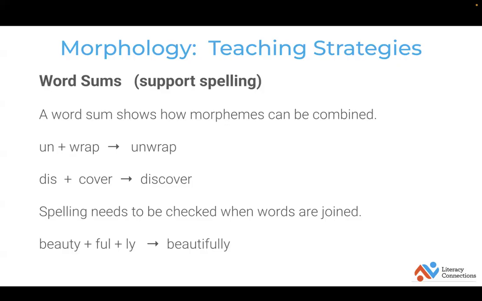So when we are joining these morphemes, we need to check our spelling. So we bring in some of our spelling rules. If we've got beauty plus full plus lee, then if we're looking at beautifully, when we combine those morphemes in the word sum, we need to be aware to check our joins, is often what we say, and change that Y to an I.